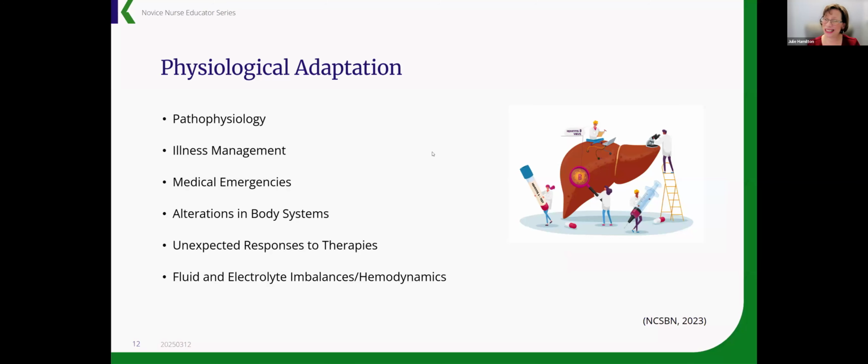Physiological adaptation, now we're not real sure what could be underneath that category, but I want you to think of physiology and pathophysiology, how the body works, how the body's going to respond to disease. Those are the concepts and topics under that category. So this includes patho. It includes illness management, medical emergencies, alterations in body systems. So the body's not working right, what's going on? Unexpected responses to therapies, fluid and electrolyte imbalances, and hemodynamics.